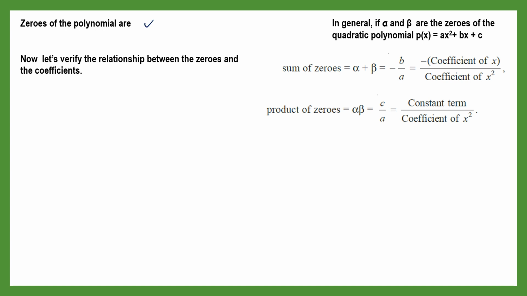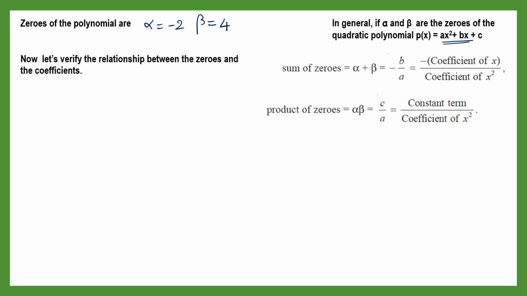So zeros of the polynomial: alpha is equal to minus 2, beta is equal to 4. Let's verify the relationship. We already know that if the polynomial is of the form ax square plus bx plus c, alpha plus beta is equal to minus b by a, and alpha into beta is equal to c by a. Minus b by a means minus coefficient of x by coefficient of x square.